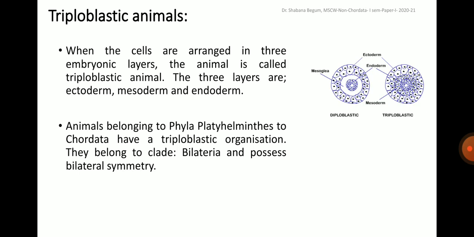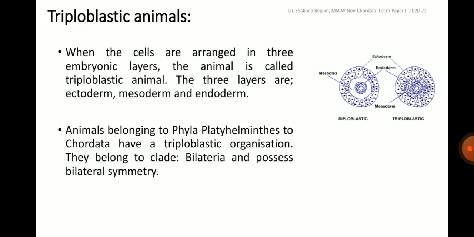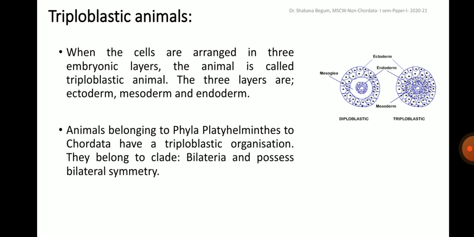The figures here indicate the conditions of diploblasty and triploblasty in organisms. You can clearly see the arrangement of cells to form the ectoderm and endoderm along with mesoglea in the diploblastic condition, and the condition where the ectoderm, mesoderm and endoderm germ layers are seen is the triploblastic condition.